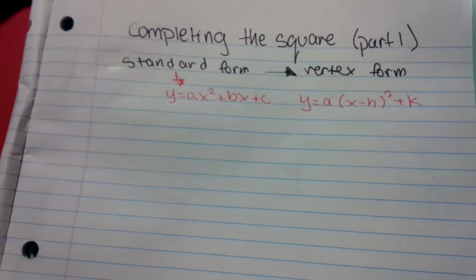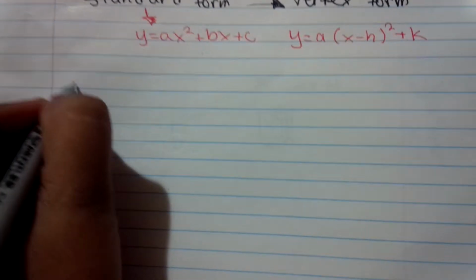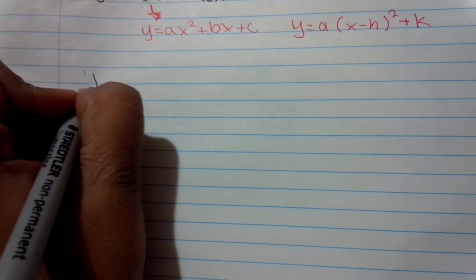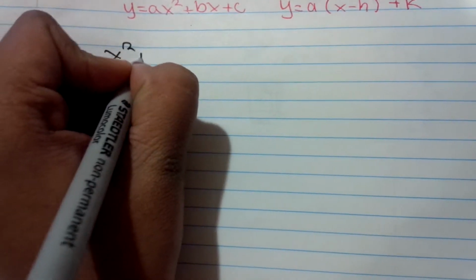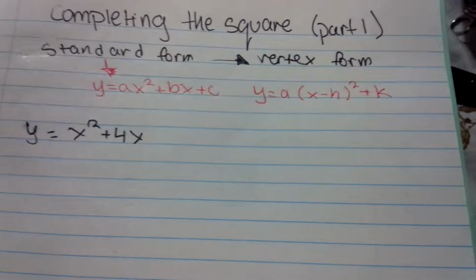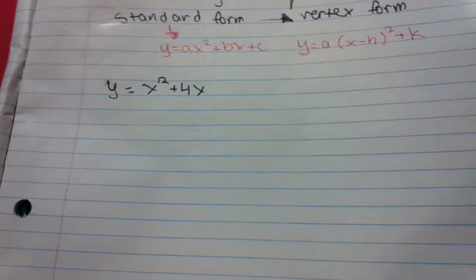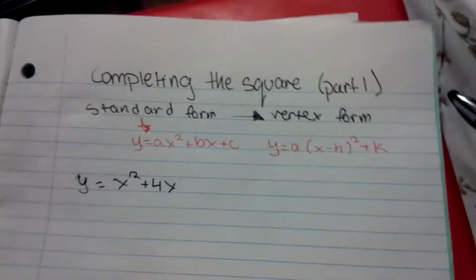Okay, before I start today's lesson, I'm going to give you an example. So let's look at this: y equals x squared plus 4x. By looking at this, can you tell me if this is a perfect square or not? Maybe yes, maybe not. But why don't we just draw out the tiles and then we'll know for sure.